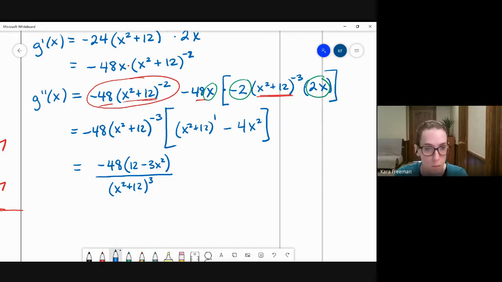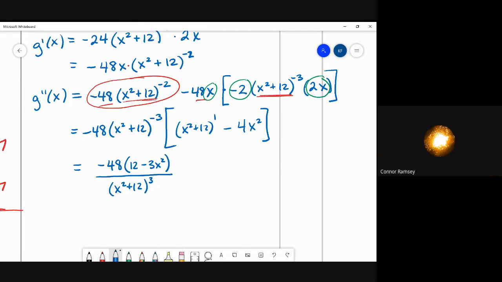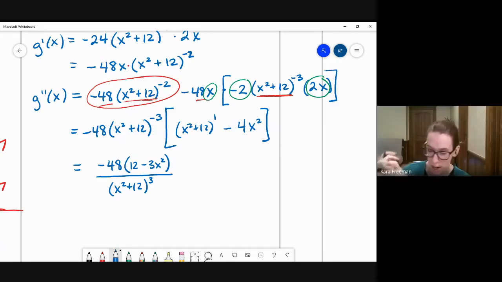I mean, you could manipulate it a little bit more, but you have to get it in that format. If you're setting something equal to 0 or solving with it, you want to get it into one single fraction. Yes, Connor. In the numerator of your final answer, where did that 3x come from? Yeah, so you see here in this bracket, we've got x squared plus 12 minus 4x squared. So x squared minus 4x squared. Okay, I see. Okay. Thank you.